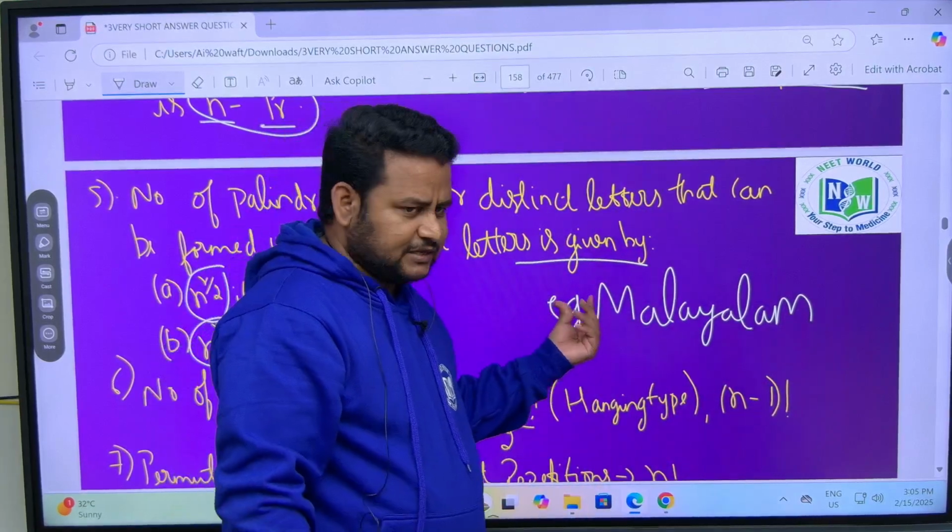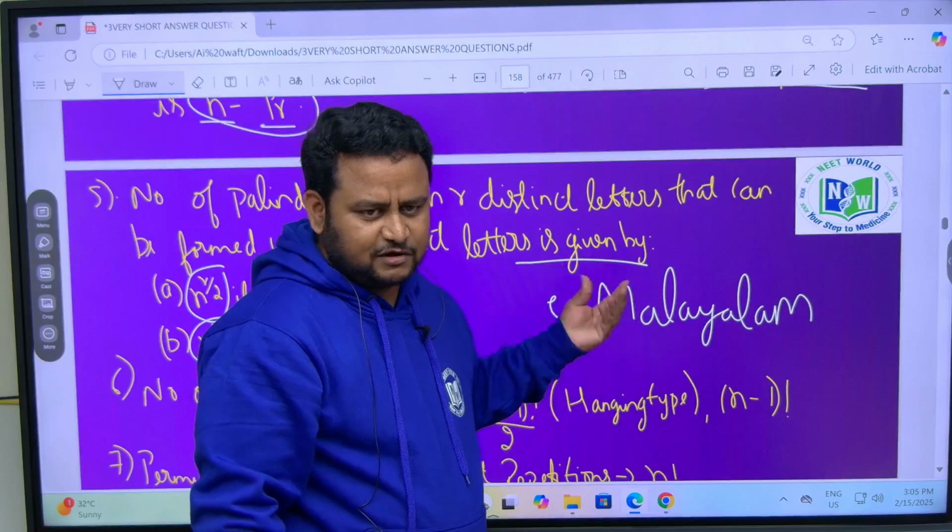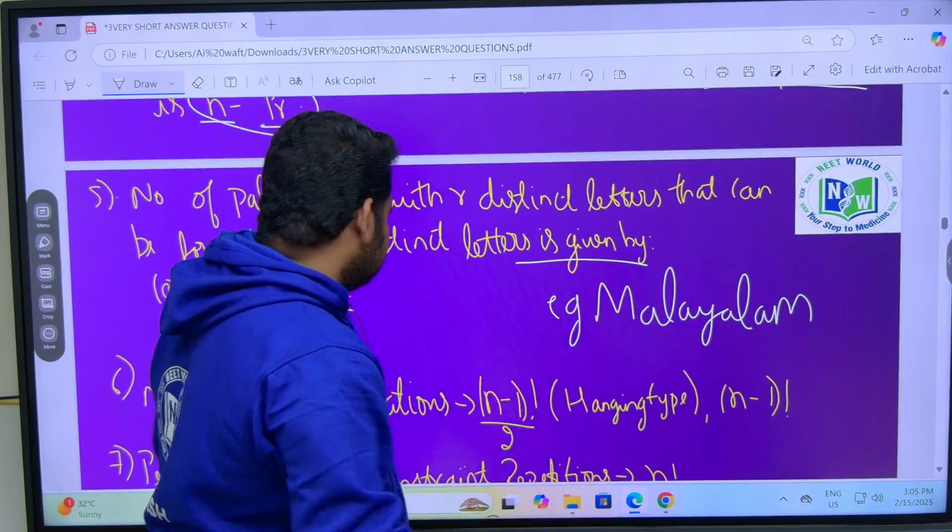See, if you read Malayalam from the left also it is Malayalam, and from the right side also it is Malayalam. It is one of the examples of a palindrome. There are so many such words.